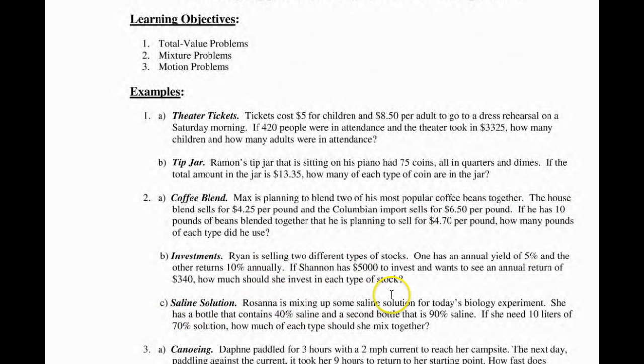Saline solution. This is for your chemistry labs. Rosanna's mixing up for biology, all right. 40% and 90%. So our 40% will be X, 90% will be Y. She needs 10 liters of 70%. So this is the number of liters of 40%. Y is the number of liters of 90%. And we say altogether that's going to be 10 liters.